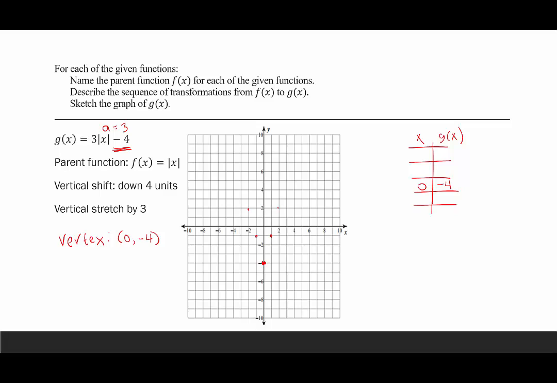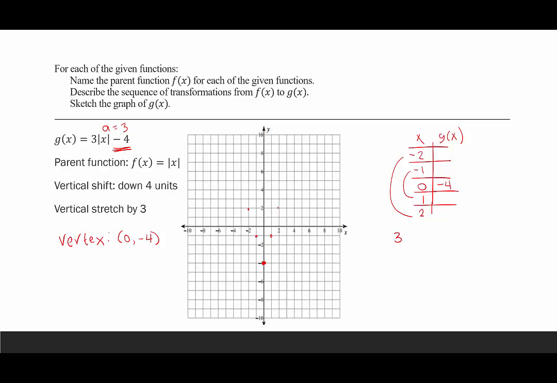So we're going to go 1 unit to the left of 0 at -1, 1 unit to the right. 2 units to the left of 0, 2 units to the right. And -1 and 1 will have the same output. -2 and 2 will have the same output because that's the beauty of the symmetry of our absolute value functions. So I only need to plug in 1 or -1.